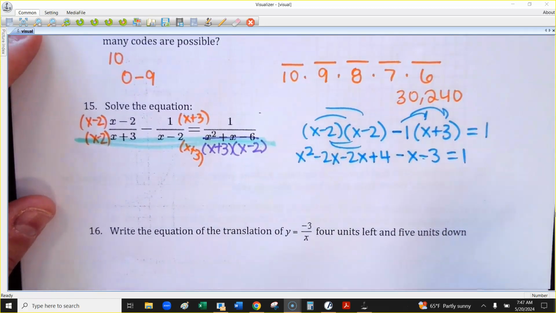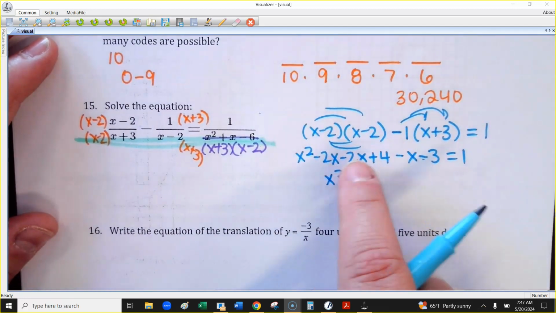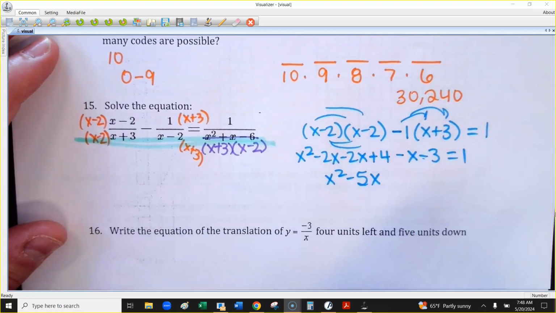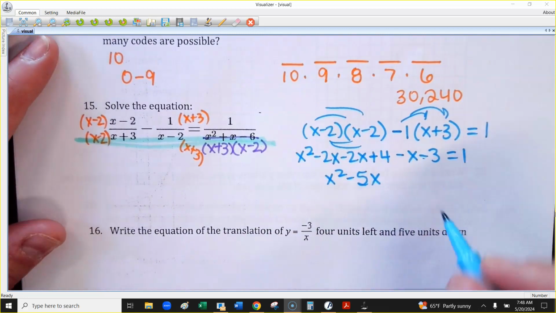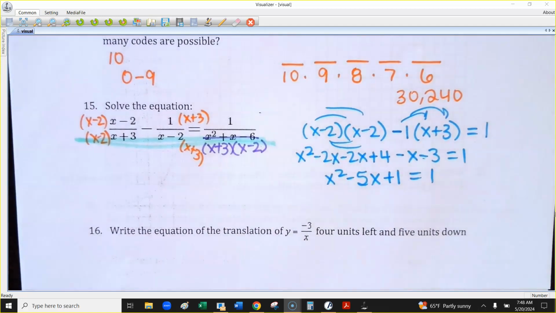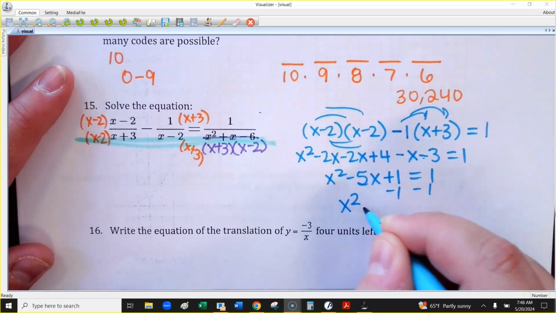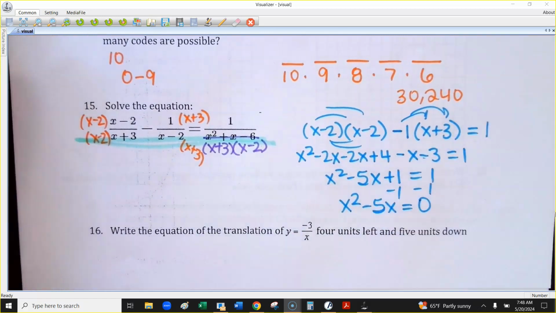And then we're just going to combine like terms. So we've got x squared minus 2 minus another 1, so it'd be minus 5x. And then 4 minus 3 would be 1. And then that's equal to 1. And anytime you want to solve a quadratic, make sure you try and set it equal to 0. We get x squared minus 5x. Actually, the ones would cancel. So I just get x squared minus 5x equals 0.